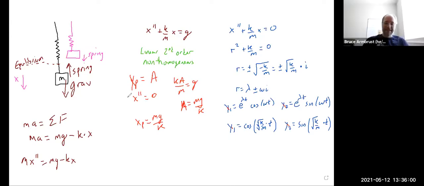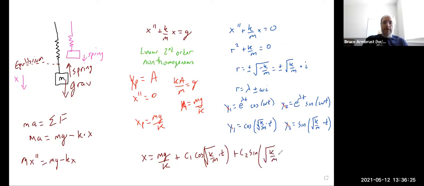Crazy, right? Crazy, crazy, crazy. So now we can put all that stuff together. And here's our solution. We got x is equal to mg over k plus c1 cosine of square root of k over m times t plus c2 sine of square root of k over m times t.